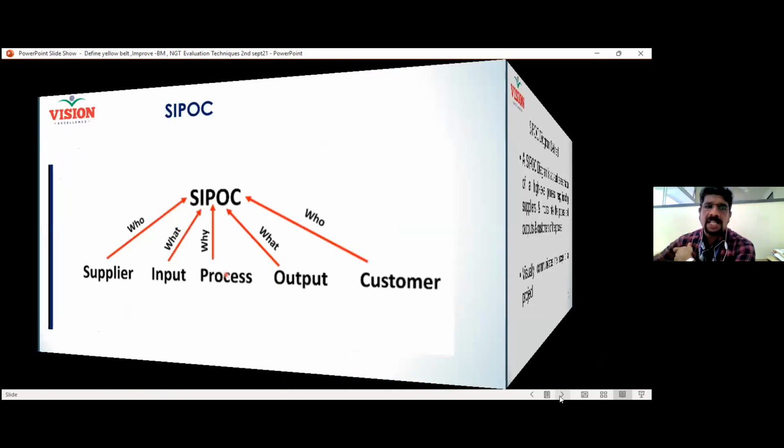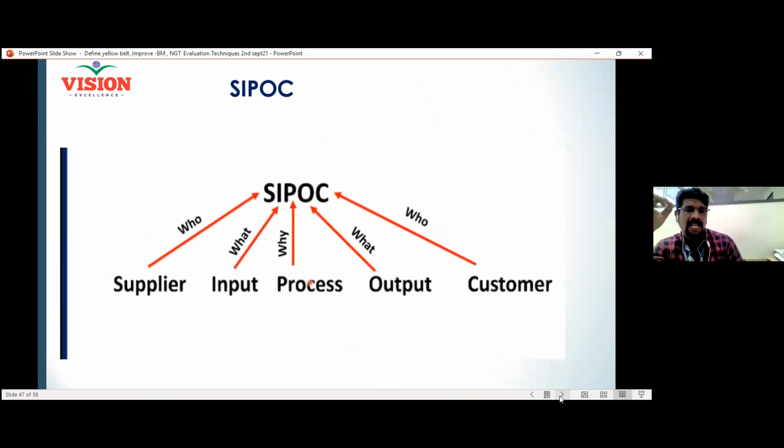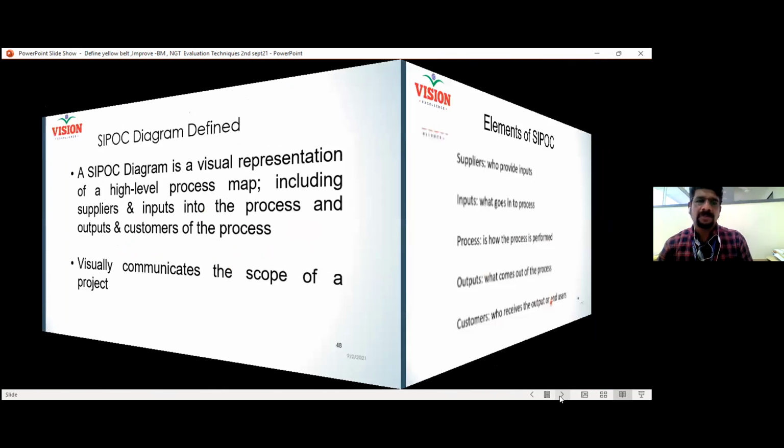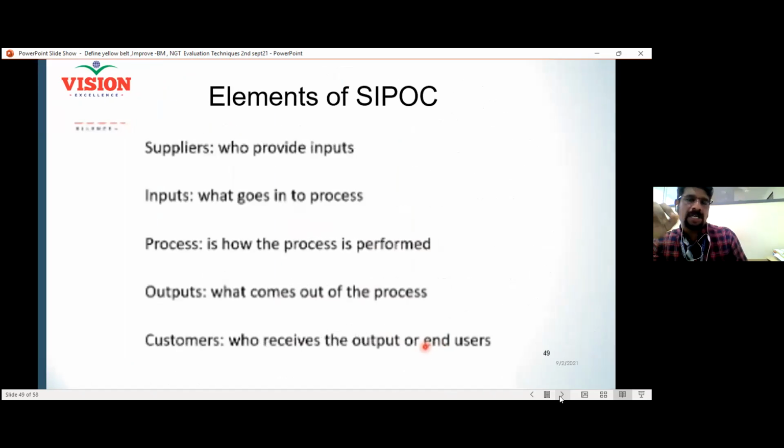Okay, so what are the elements of a SIPOC? The SIPOC will have a supplier, it will have an input, it will have a process, it will have an output, it will have a customer. So SIPOC stands for supplier, input, process, output, and customer. So let us see, these 5 things are the elements of the SIPOC.